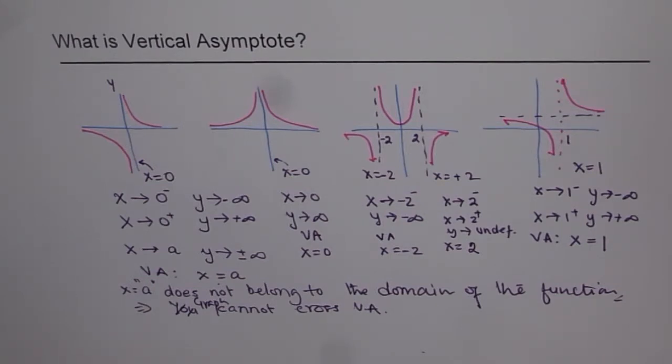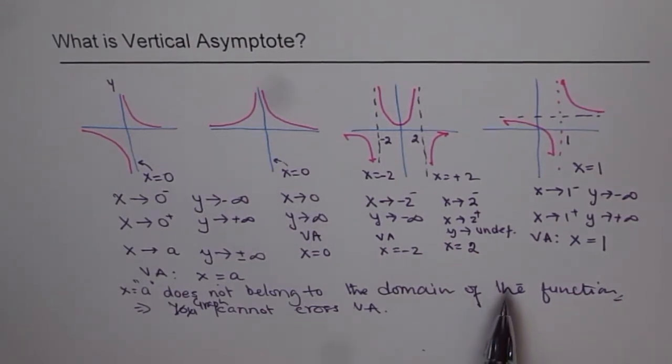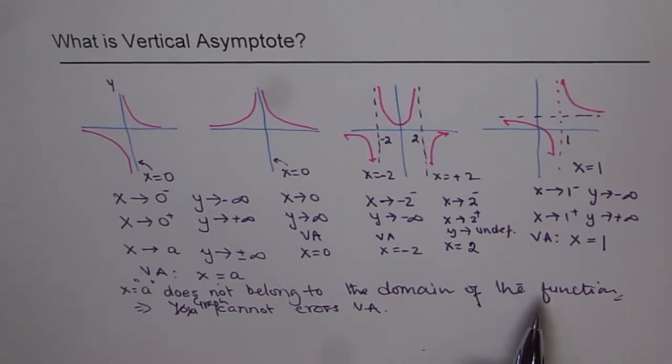Now let's close this, taking into consideration what we get from here: if x is approaching a point a and y approaches infinity, plus or minus, in that case a vertical asymptote exists, and the equation of the vertical asymptote is x equals a. And x equals a is not in the domain of the function, remember that. Therefore the graph of the function can never cross the vertical asymptote, right?